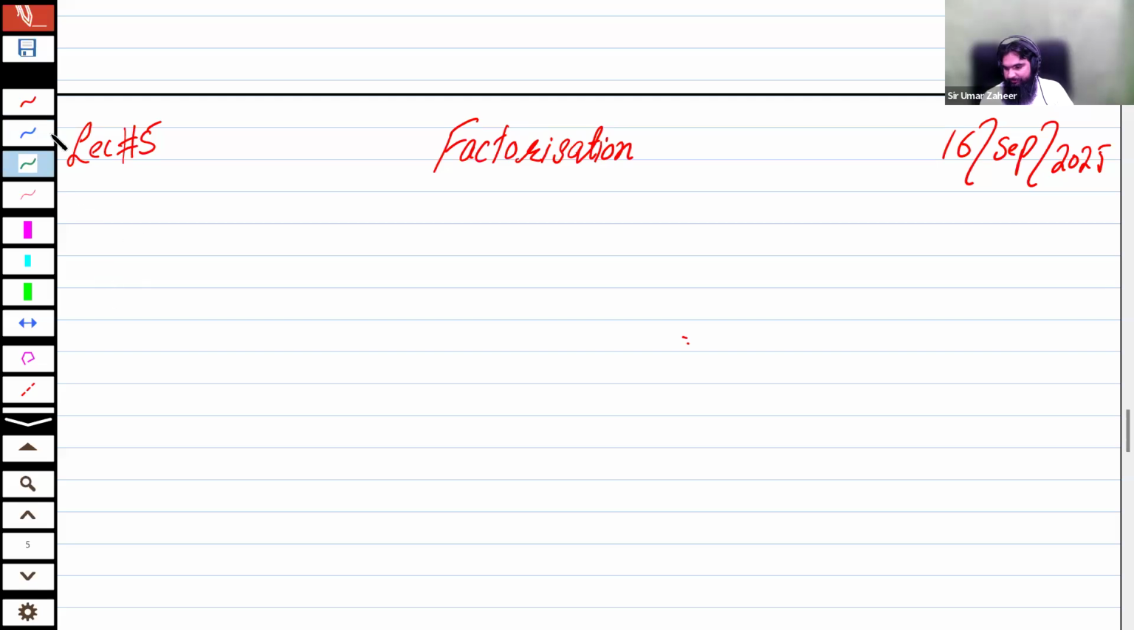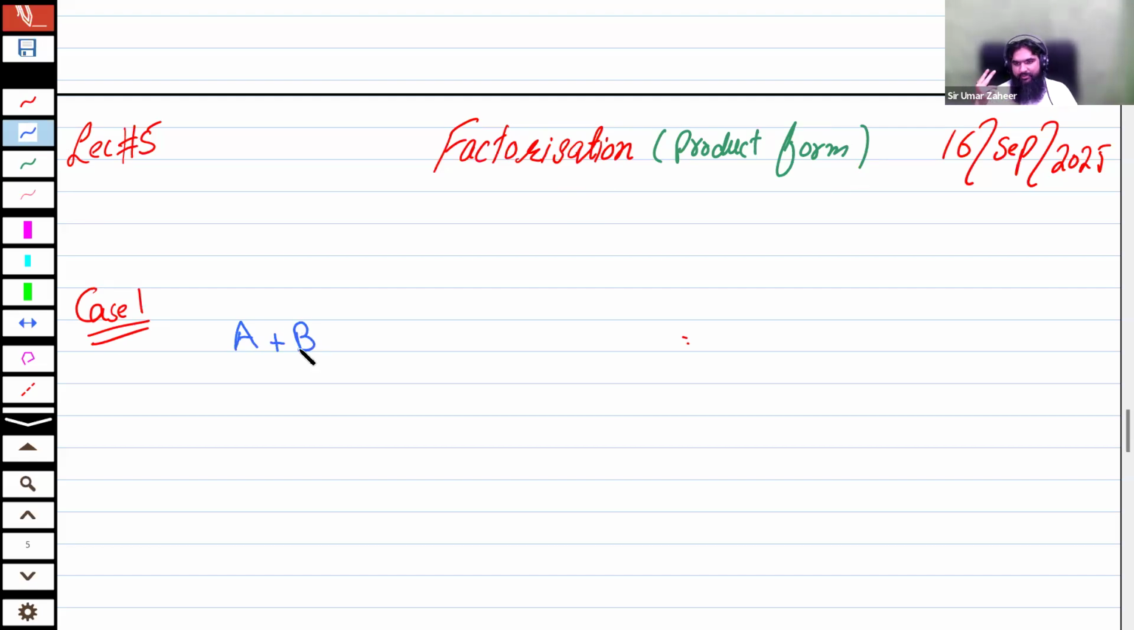Case one. I already told you that you have to write into product form. Case one is if you have two terms and there is a positive sign between them, and the examiner says that you have to factorize. If you have two terms with a positive sign, you have only one option, that you have to take a common factor. You don't have any other option.